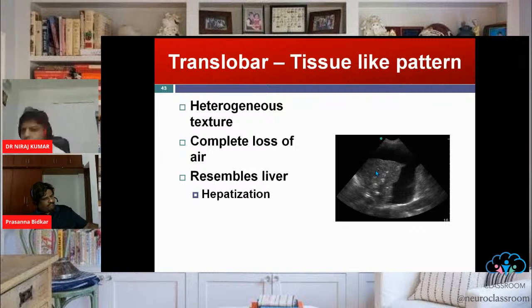Now, a normal lung contains more than 90% air. In this hepatization of the lung, there is a loss of more than 90% of the air. And of course, it may be associated with pleural effusion. One thing you have to understand is that the pleural effusion may be because of the consolidation, that is, a parapneumonic effusion.